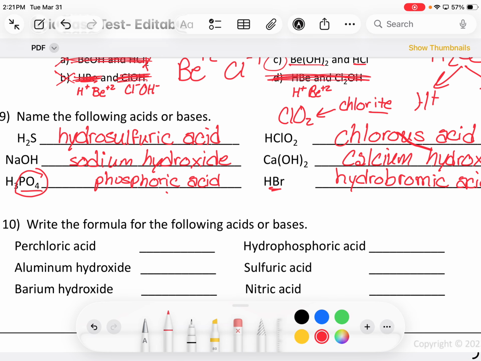Now the next one, number 10. Write the formula for the following acids and bases. So we're going to do the same thing, but in the opposite direction. So ready? Perchloric acid. We know this is perchlorate. That's what it's dealing with. And by the way, that's one of our 6 strong acids you need to have memorized. So you should know that that is a strong acid.